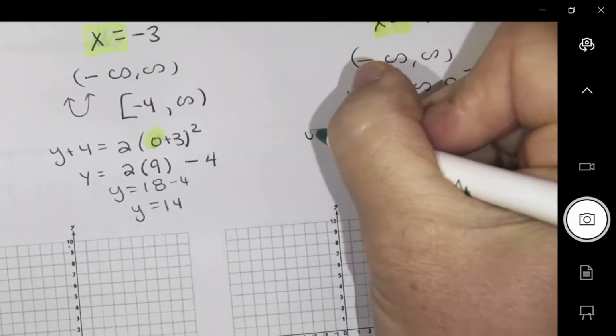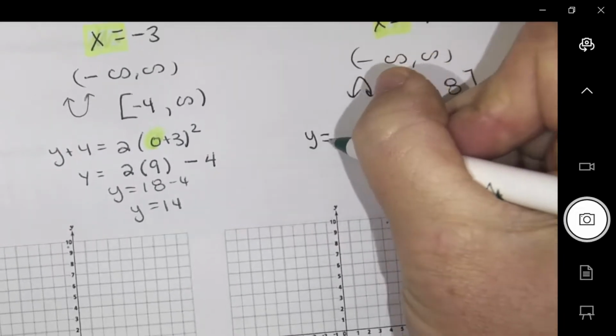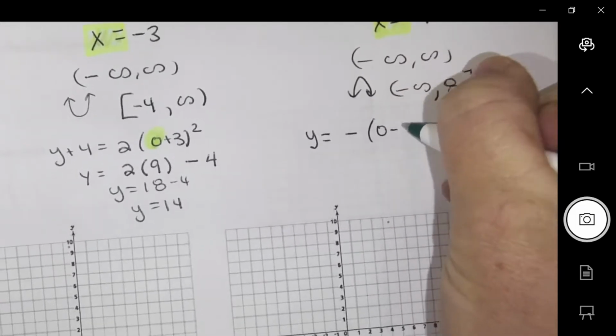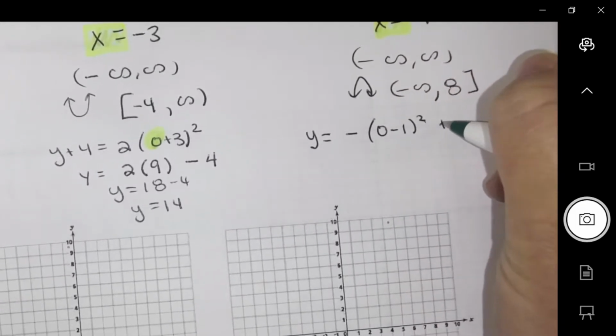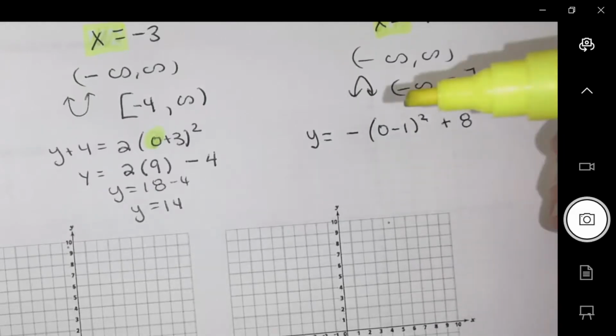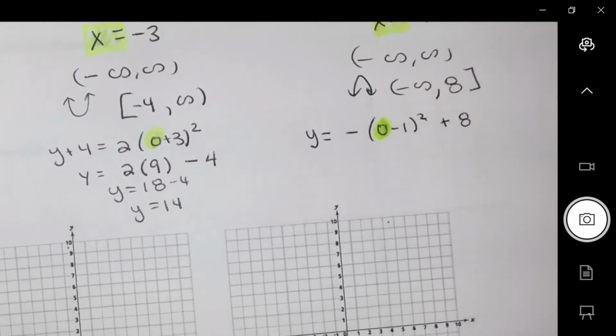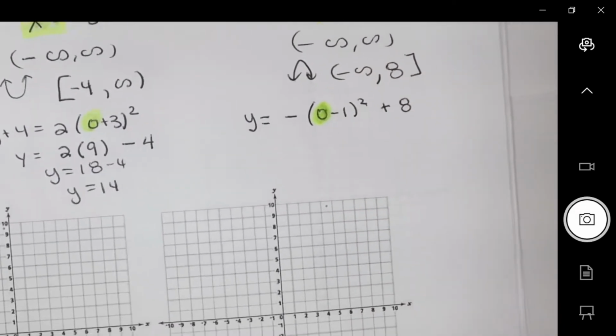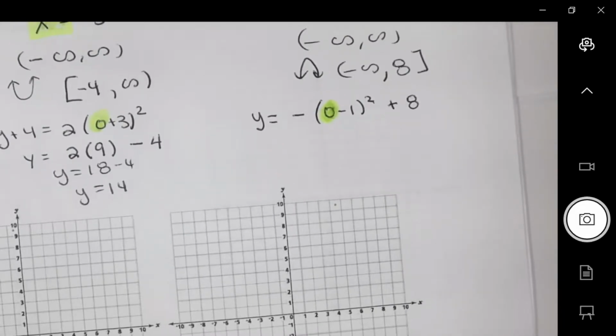Okay, equation 2. I wrote the equation, but instead of writing it with an x, I replaced that x with a 0.